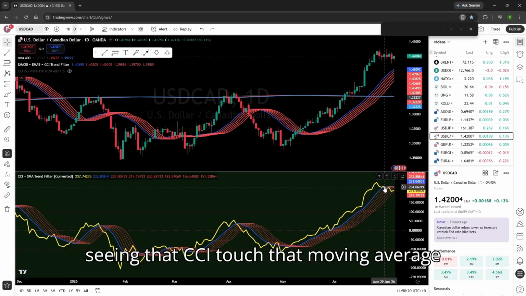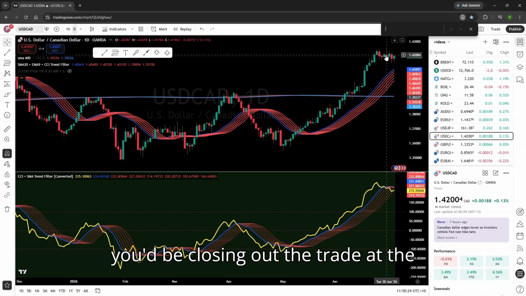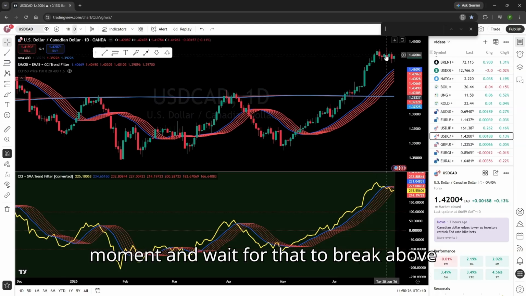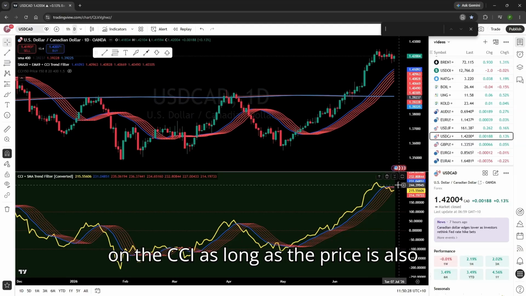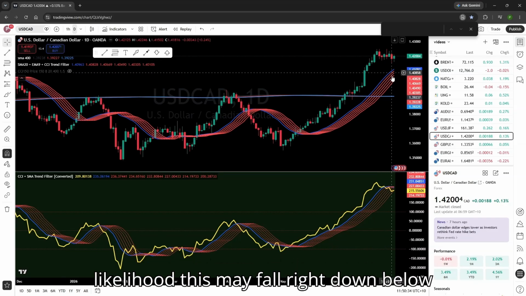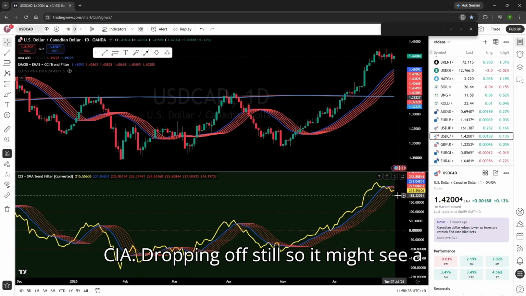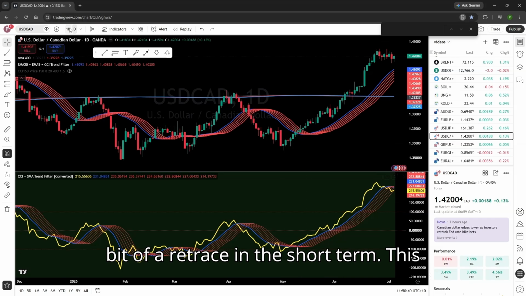and then reopened it the next day once that CCI broke up from that moving average band, and stayed in a trade until you start seeing that CCI touch that moving average band right up near the top there, and you'll be closing out the trade at the moment. And wait for that to break above on the CCI, as long as the price is also above the moving average band. In all likelihood, this may fall right down below the moving average band. It looks like the CCI is dropping off still, so we might see a bit of a retrace in the short term. This is the daily.